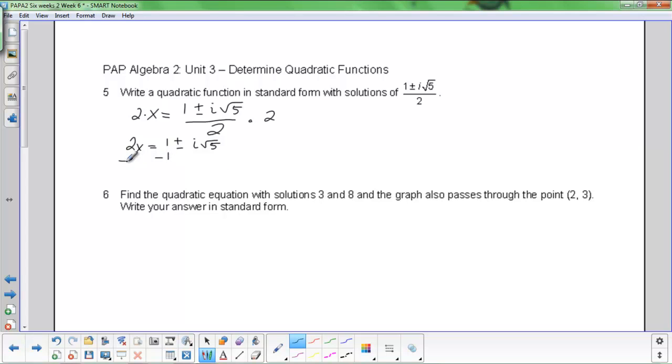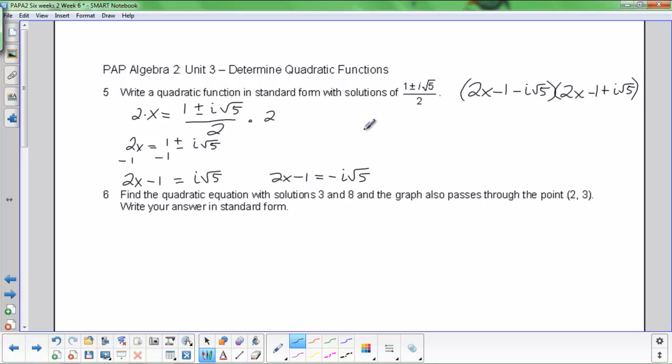Subtract 1 from both sides, and I get 2x minus 1 equals i root 5, and 2x minus 1 equals negative i root 5. It's at this point that I multiply these two together, after moving these back over, and I get (2x minus 1 minus i root 5) times (2x minus 1 plus i root 5).